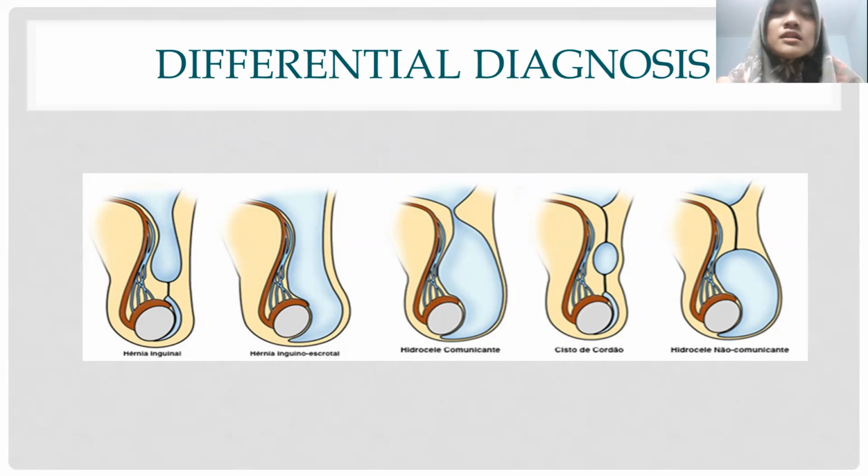This is the differential diagnosis, as before, of diseases that can cause swelling in the scrotum, such as hernia and cystidicordia. To differentiate these diseases from hydrocele, we can see that in hydrocele the transillumination is positive because it contains fluid.